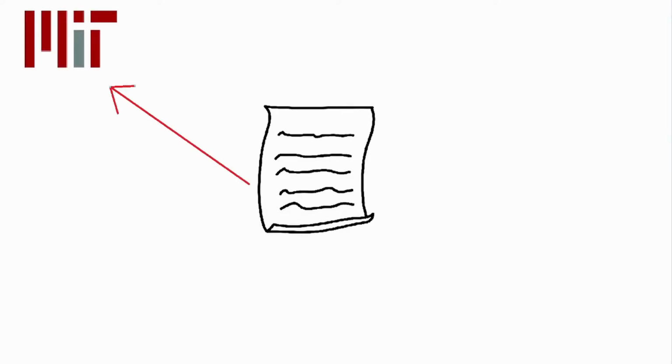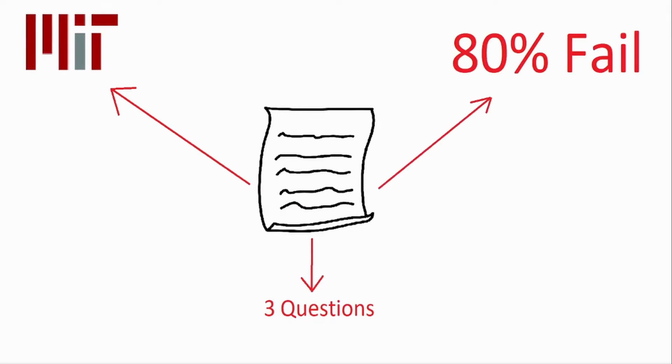First, let me briefly tell you about the test. This IQ test was made by one of MIT's professors, and it's only made up of 3 questions. And according to the internet, 80% of people who take this test fail to answer all of the 3 questions correctly. So let's start doing the test.